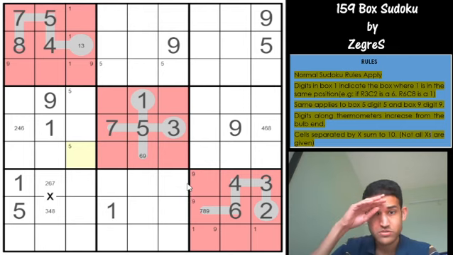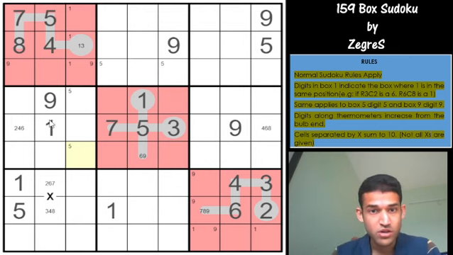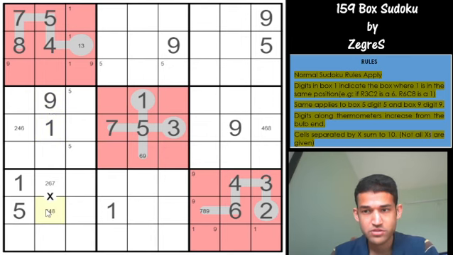Okay, so we are slowly getting all the digits. 1 and 9, 4 is ruled out from here. So this is not 4. So this is not 6. So this is 2 and 7 and that is 3 and 8. 2, 8 and 3, 7.